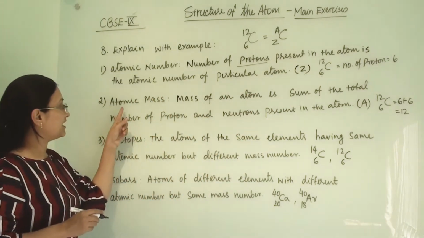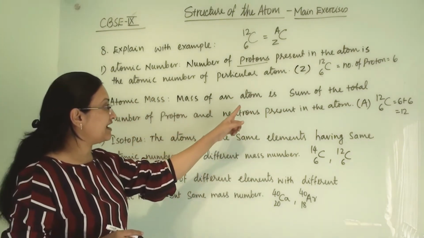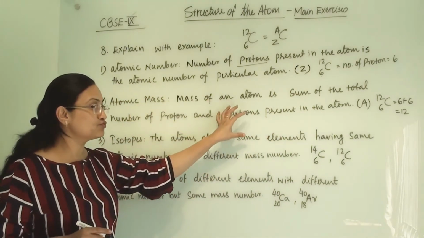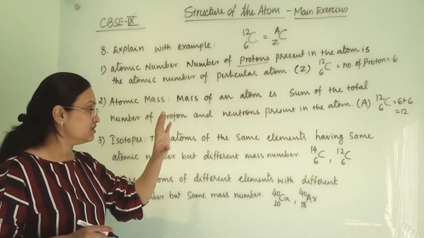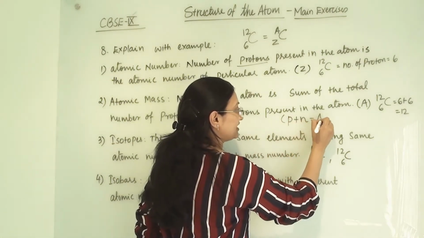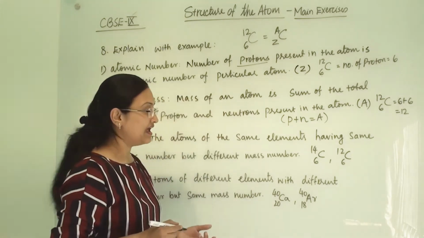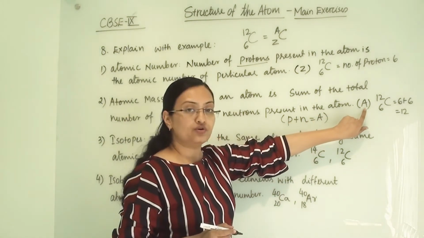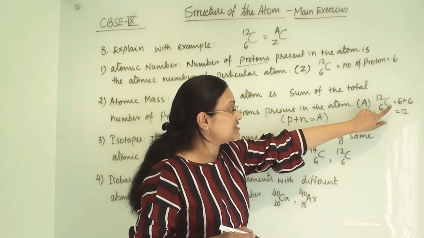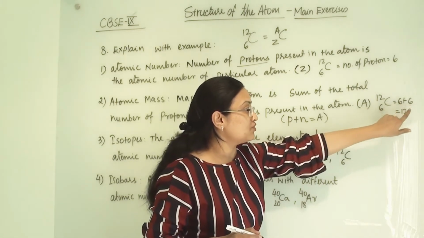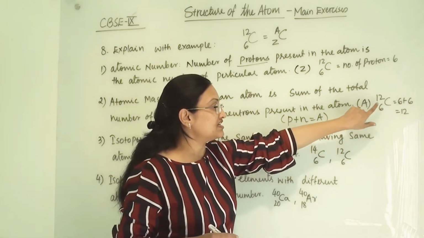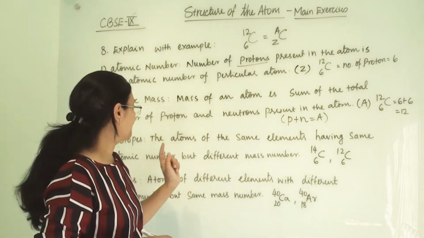Then second, atomic mass. The mass of an atom is the sum of the total number of protons and neutrons present in the atom. So here the number of protons and the number of neutrons will give us the mass of an atom. We denote the mass of the atom with A. And here in carbon, 6 protons, 6 neutrons, and the atomic mass is 12. So that is why the carbon's atomic mass is 12 here.